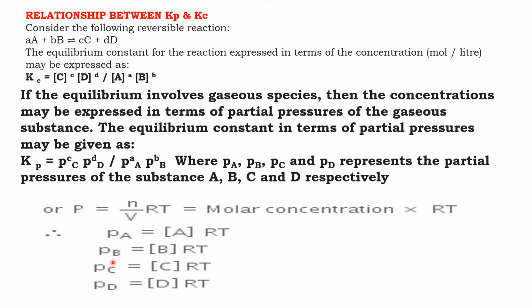Similarly, Pb is equal to the molar concentration of B into RT. Similarly, Pc is equal to the molar concentration of C into RT. And Pd is equal to the molar concentration of D into RT. So we could rearrange the above equation, P is equal to n/V RT, for the different gaseous components Pa, Pb, Pc and Pd. Got it?